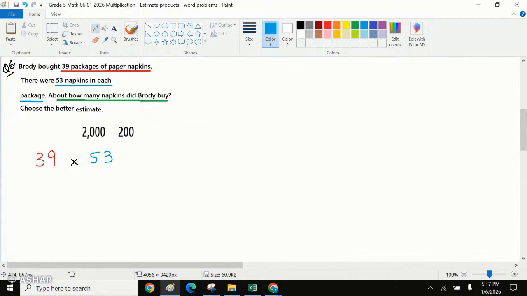Brody bought 39 packages of paper napkins. There were 53 napkins in each pack. See, let's suppose Brody is buying 39 packets of napkins, and each pack has 53 napkins in it. So we just need to find how many total napkins there are. 20 is not an answer, Semi, because we do not have 20 as an option. Okay, we have 2000 or 200. Let's see. Since it's 39 and it is ending in a 9, we can round up. It becomes 40, multiplied by the number 53, but we need to round off 53 as well, right?